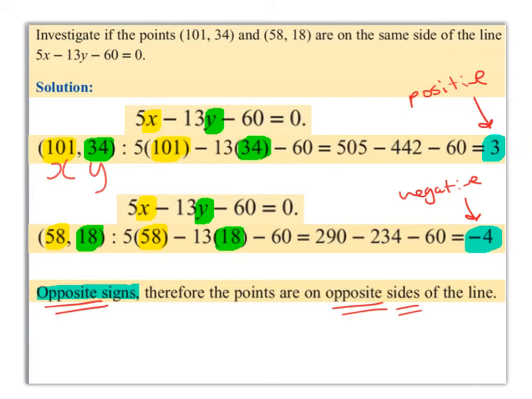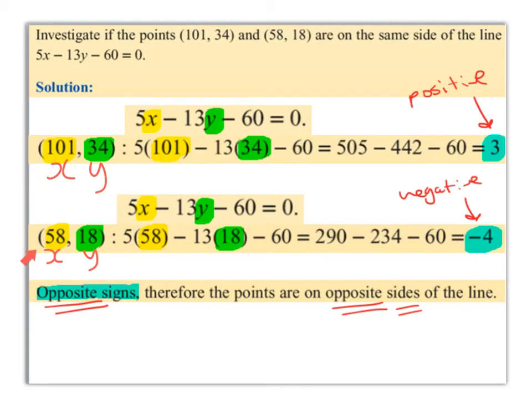Now we're going to do the same with the other point, (58, 18). So the 58 is the x and the 18 is the y. So we swap x for 58 with a set of brackets. We swap y for 18 with a set of brackets. So we have 5 times 58 minus 13 times 18 minus 60, which gives us minus 4, which is negative.